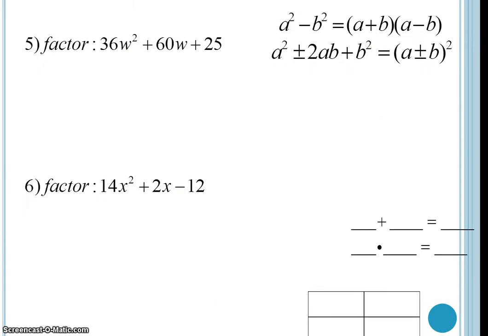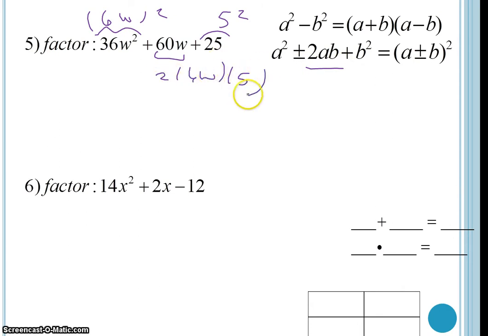Okay, so next one, we're going to go ahead and factor this. If you see that it's a special pattern, you can use a special pattern. Otherwise, you can use the box. I see that this first number is 6w squared, and the last number is 5 squared. Now the question is this middle number twice those square roots? Is it 2 times 6w times 5? Is that what 60 equals? 2 times 6 is 12 times 5. That's 60w. So it is.